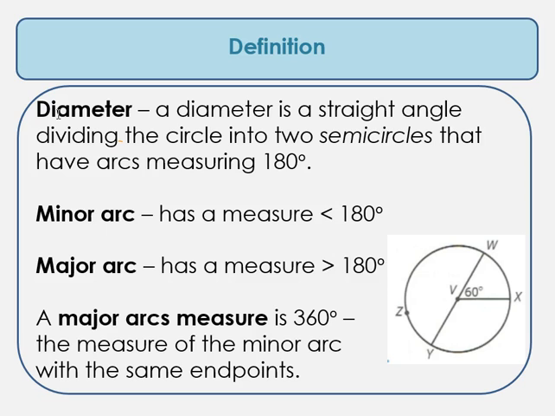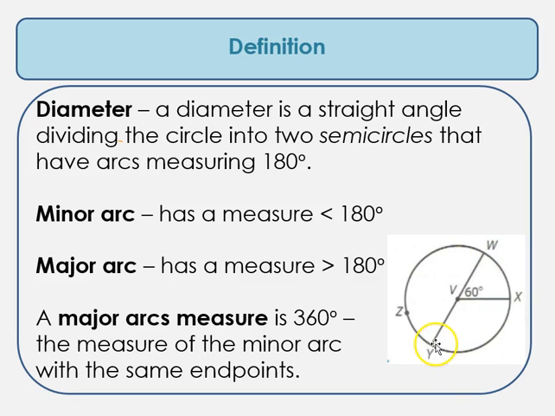A few more definitions. We have the diameter. A diameter is a straight angle dividing the circle into two semicircles that have arcs measuring 180. In this instance, we have diameter YW, and you have semicircle YW, following the way that I'm moving the cursor. And on the other side, you would have semicircle WY, following the cursor.